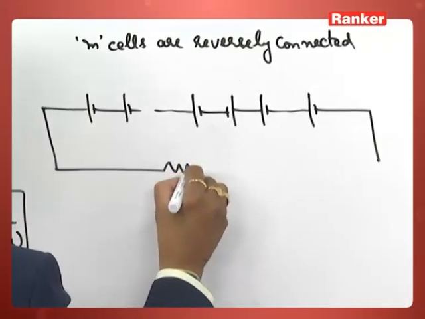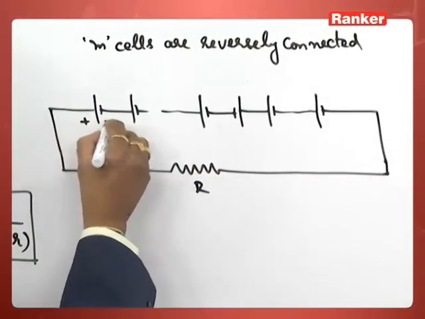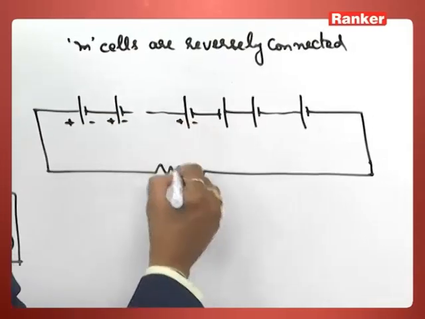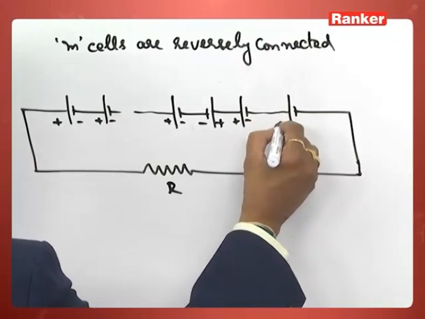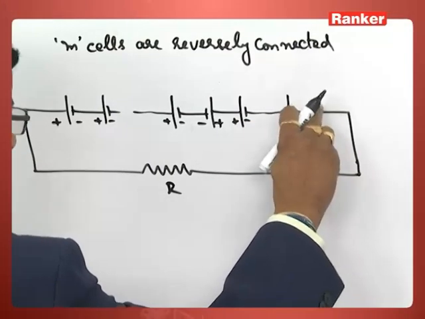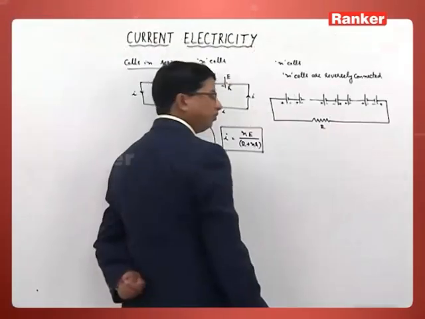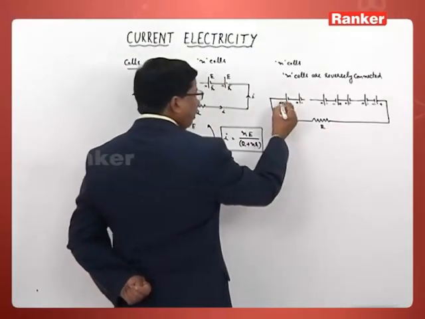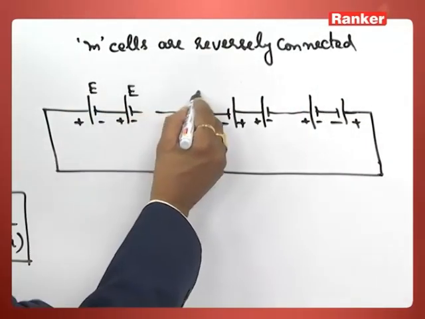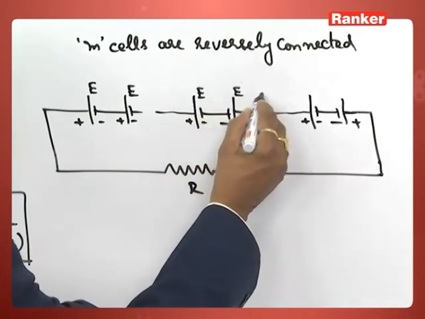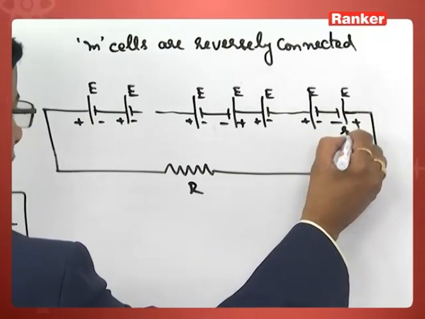This is as usual the external resistance R. Positive, negative, positive, negative, positive, negative. Negative, positive, positive, negative. Now here positive, negative. You can take one more cell here, negative, positive like this. Then you can understand that each EMF now becomes E and internal resistance given as r.